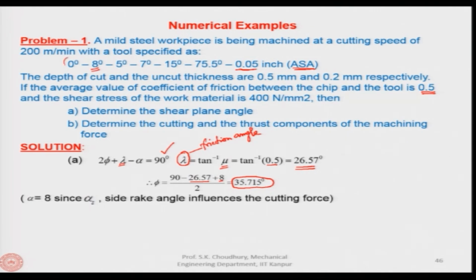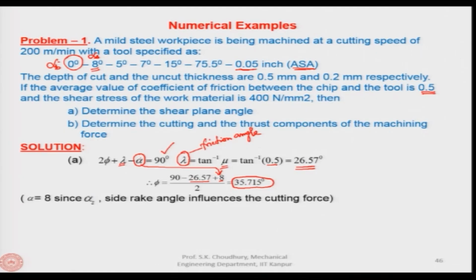Now, why not take that as 0 degree? Because this is the back rake angle, and this is the side rake angle, and as you understand, the side rake angle influences the cutting force and the power, not the back rake angle, remember that. Therefore, alpha s is taken as the alpha value and put in here as 8 degree. Lambda we found out as 26.57, and we have put it in here. From the Merchant's first relationship we can find out the phi.